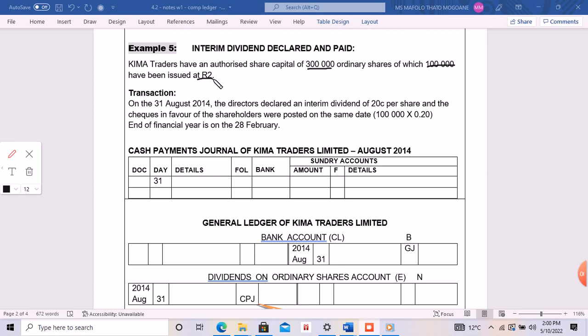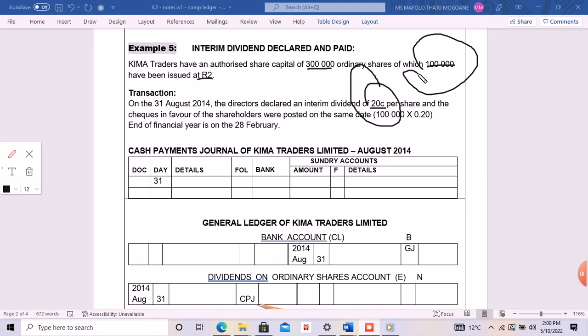The transaction says that on the 31st of August 2014, the directors declared an interim dividend of 20 cents per share, and the checks in favor of the shareholders were posted on the same date. So they have declared a dividend of 20 cents per share, and the dividend is calculated using the number of shares issued. So we are charging 20 cents per share that has been issued.